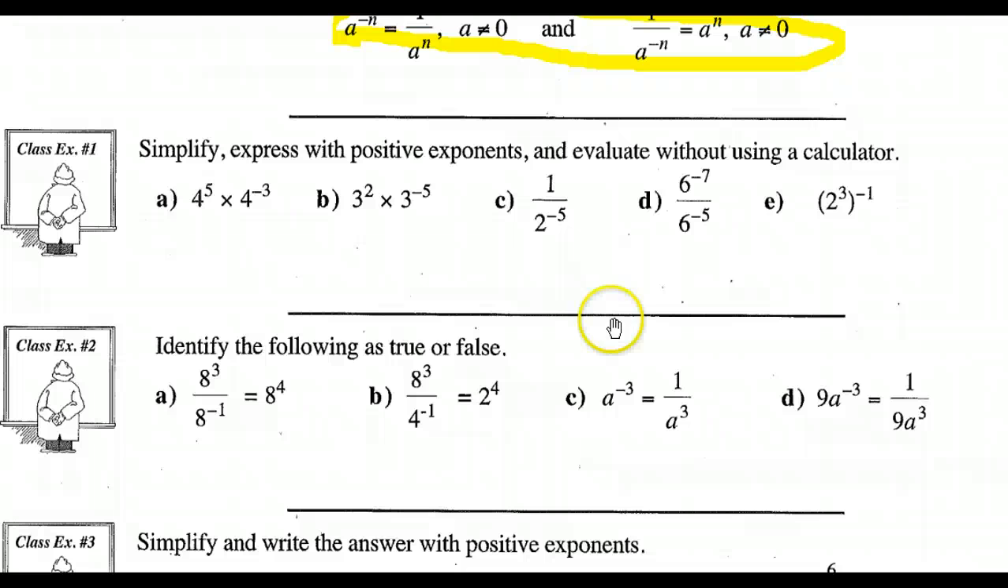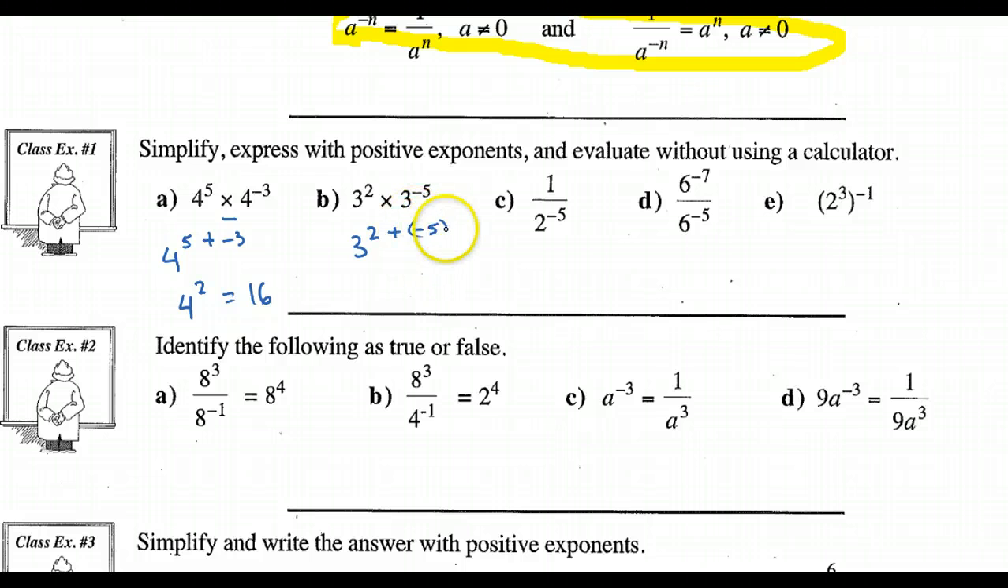I still follow my rules here. So if I'm multiplying powers, I'm going to add the exponents. So I have 4 to the 5 plus negative 3. So 4 to the 5 plus negative 3 is 4 to the 2, 16. Next, 3 to the 2 plus negative 5. You can put it in a bracket there if you want, so you don't get confused with all these signs. So really it's 2 minus 5. So it's 3 to the negative 3, or 1 over 3 to the positive 3, which makes it 1 over 27. Okay, 1 over 2 to the negative 5, well, that's just going to send that 2 to the top, so it's going to be 2 to the 5, which is 32.